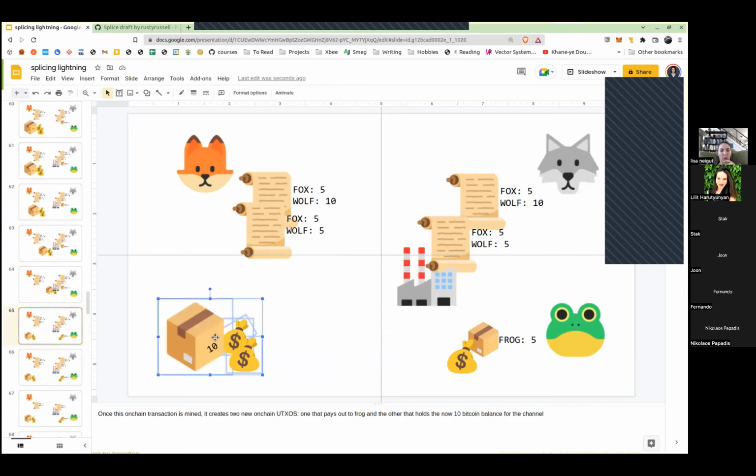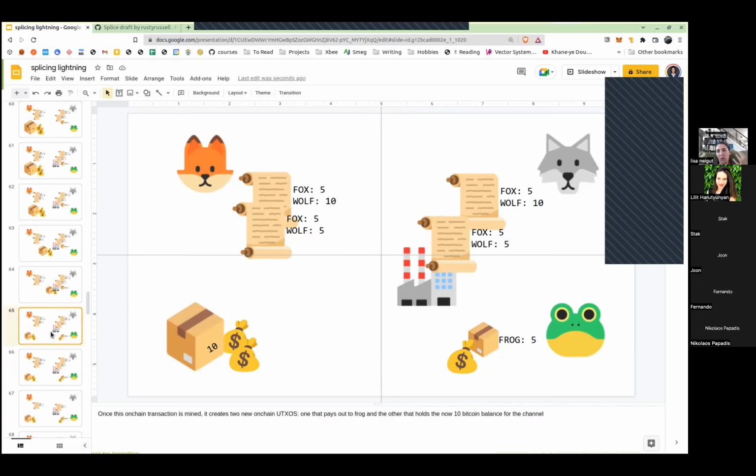We created one output that's worth 10. So this is now the output that governs this channel with the new channel contract, right? We already have an updated contract, which covers exactly the 10 Bitcoin that's in this new on-chain output. And we've also created another output that got sent to another third party for the other 5, right? So at this point, we have successfully spliced out 5 Bitcoin from the channel.